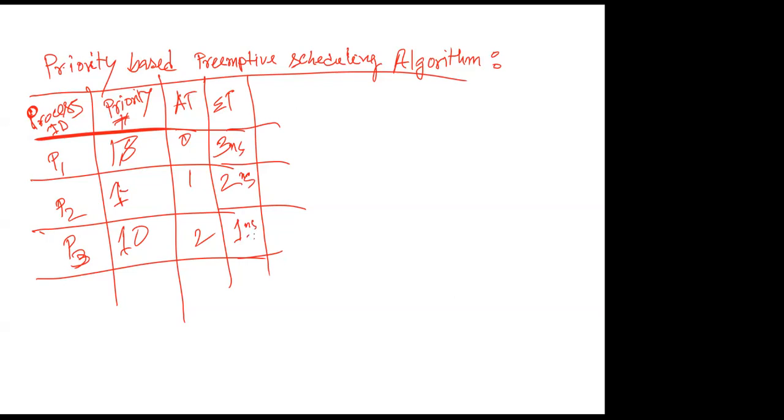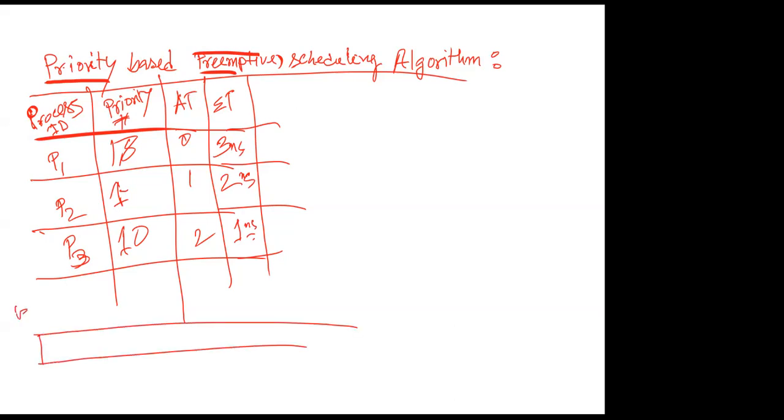This is priority based preemptive scheduling. Okay, preemptive scheduling algorithms. Now let's check the Gantt chart first, how it looks like. Here is our Gantt chart.